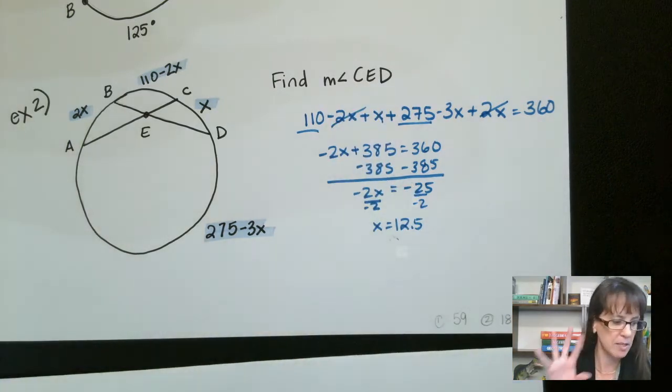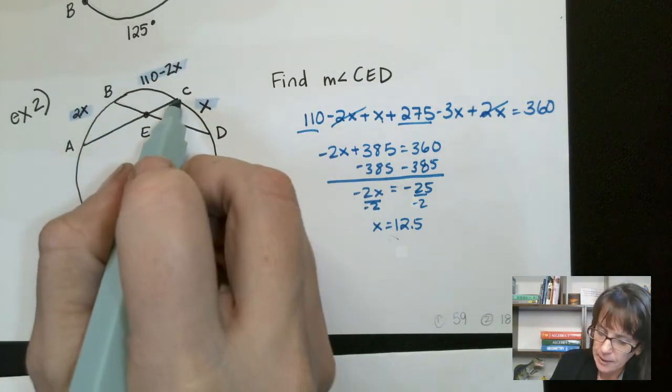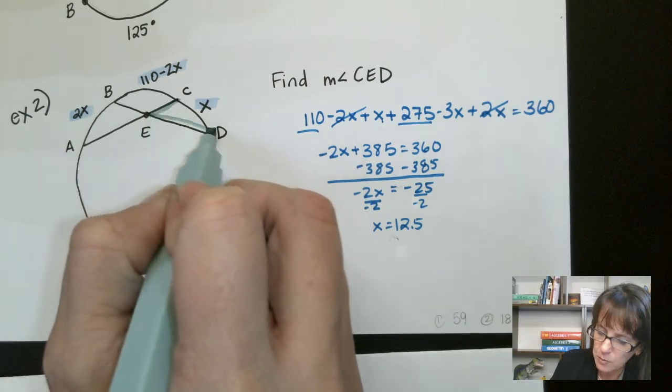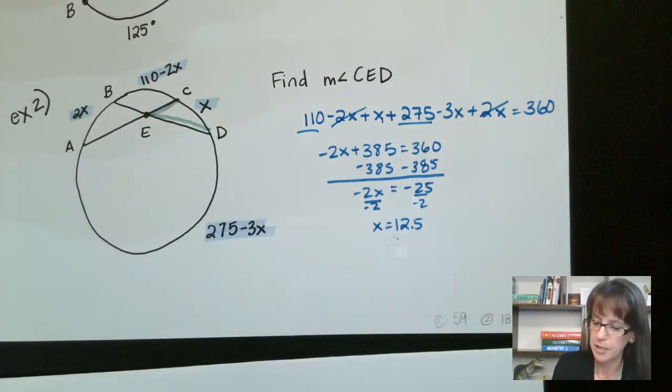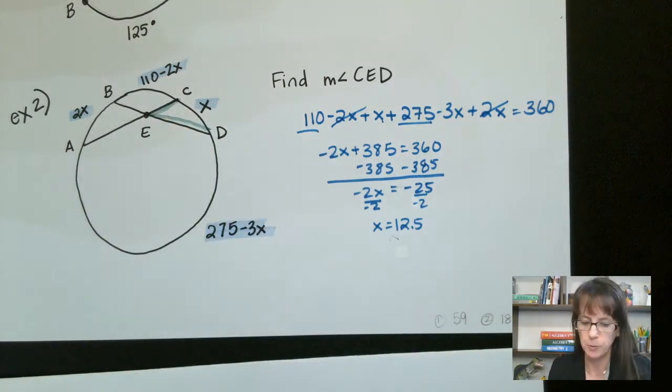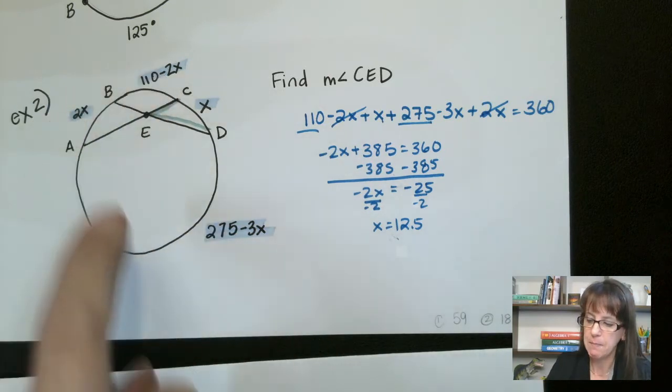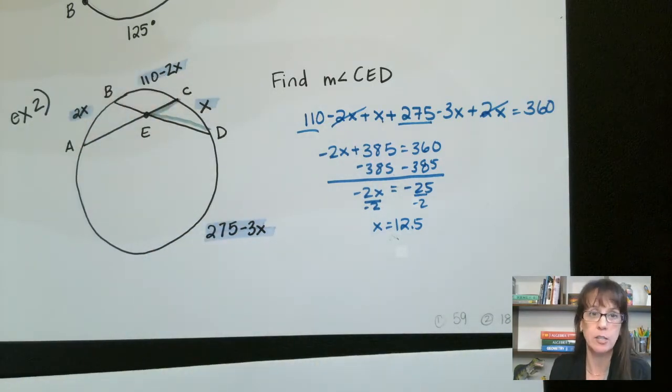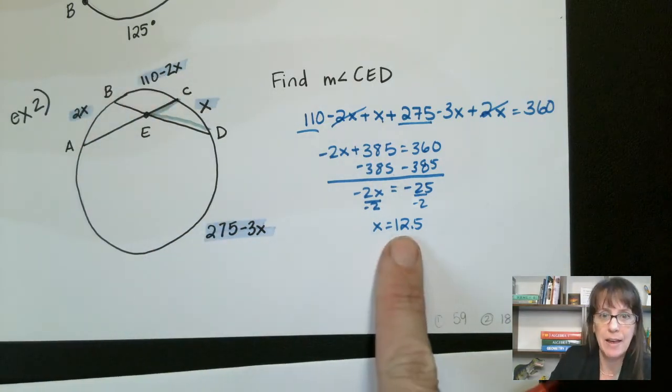Okay, just for the aesthetic and the vibes. CED is this guy right in here. Well, gosh darn it, we do not have that information yet, so we have got some work to do. Let's see. What would be really helpful here is if we had each of these arcs in degrees, and we can do that because we now have x.